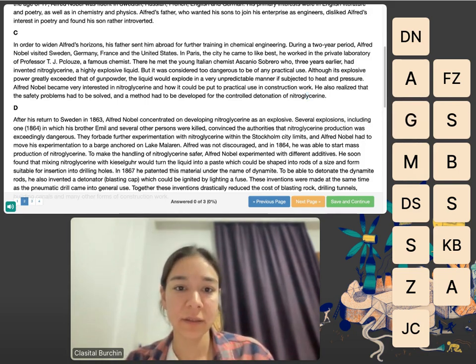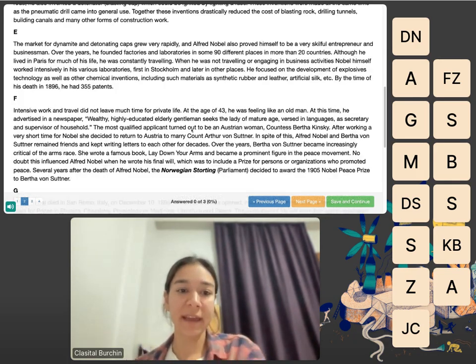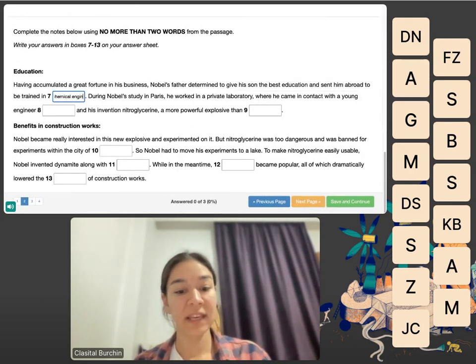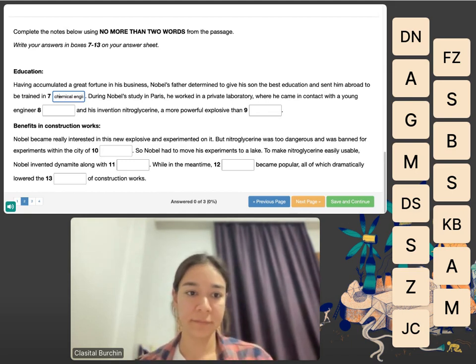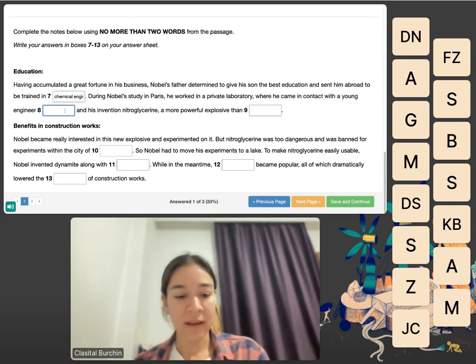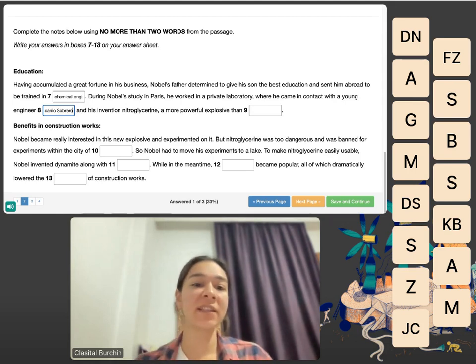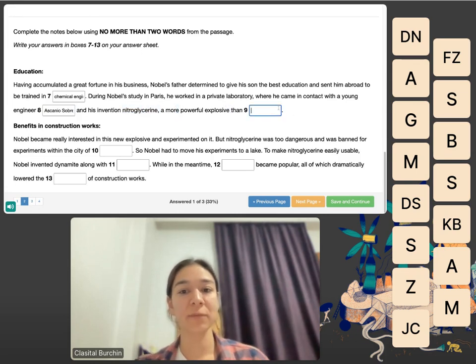Okay, let me see it. Having accumulated a great fortune, his father sent him abroad to be trained as a chemical engineer. Engineering. Yes, very good. During his studies, Nobel worked with a young engineer named Ascanio Sobrero, and his invention nitroglycerin, a more powerful explosive than gunpowder. Yes.